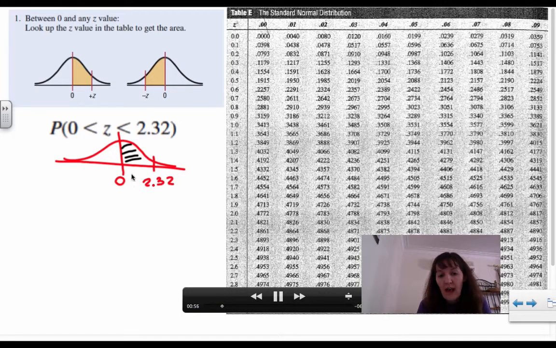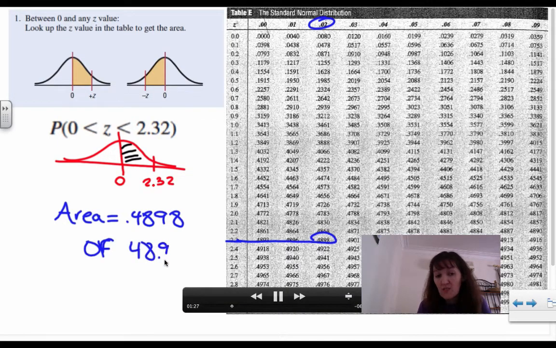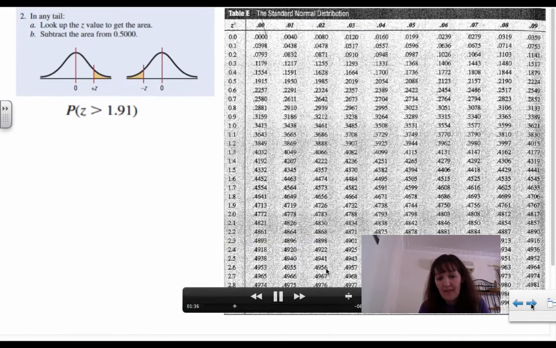Once I know what this is, now I can follow the step. The step says between 0 and any z value, I'm going to look up the z value on the table to get the area. So here's my table, 2.3 down here, and then 0.02, for 2.32. I go to my number, and it says 0.4898. So my area, or my probability, is 0.4898, or 48.98%. So this is really important that you follow the table. Now you'll be given this table. This is the first of many tables that we'll use. So that's number 1.